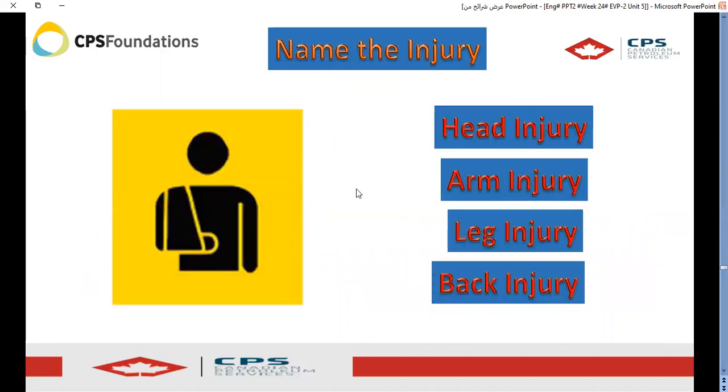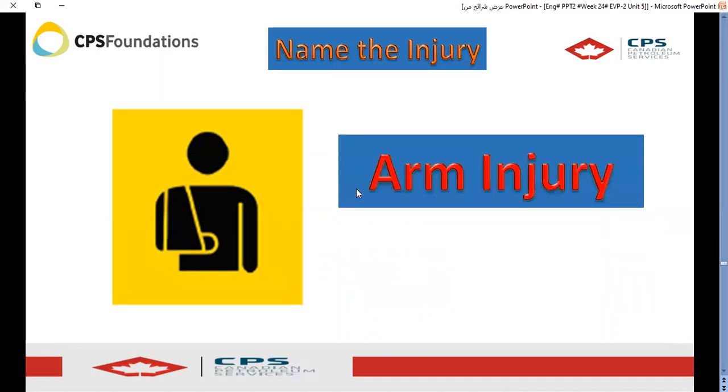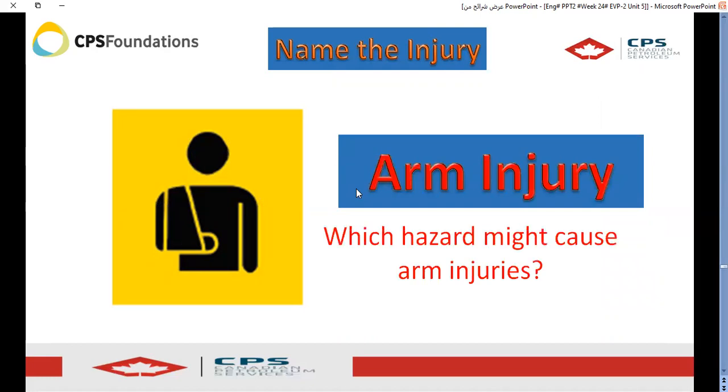Okay, what is represented by this picture? Is it a head injury, arm injury, leg injury, or back injury? Okay, great. This represents an arm injury. Which hazard might cause an arm injury? As we said, all of the hazards that we mentioned might cause arm injury because your arm might be hit by something or it might hit the ground.